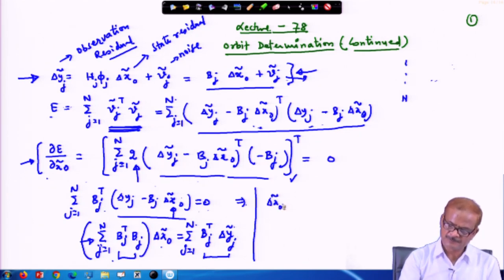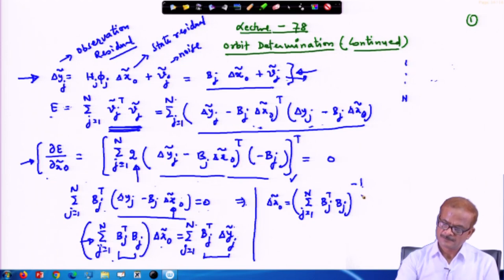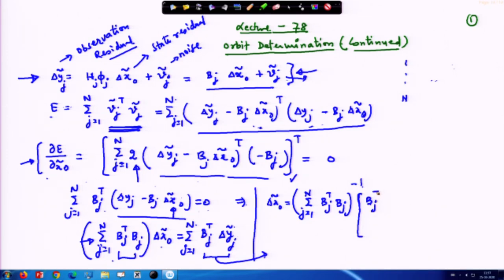Therefore, delta x tilde 0 will be equal to the inverse of the summation of B j transpose B j, j equal to 1 to n, and then you have to write it for this matrix. This matrix can be summarized and written in this format: the summation of B j transpose times delta y j. Let us expand it and write it here: B 1 times delta y 1, B 2 times delta y 2, and these are at different time instants.